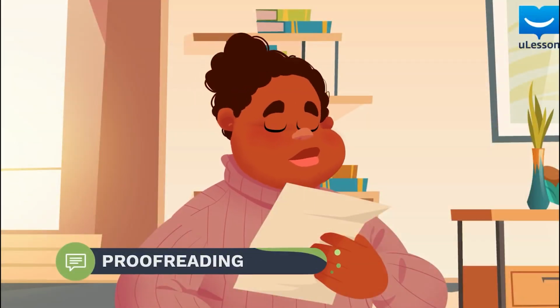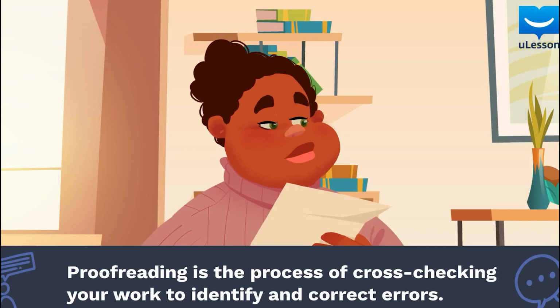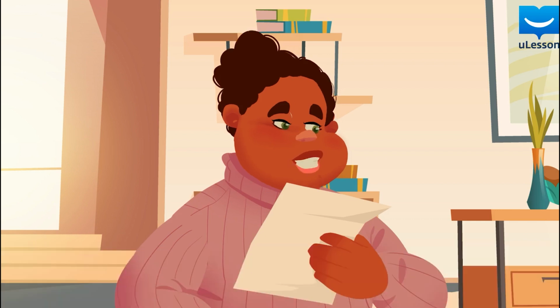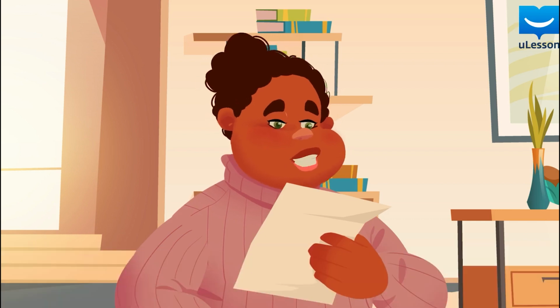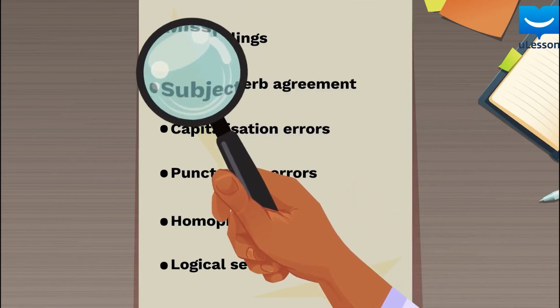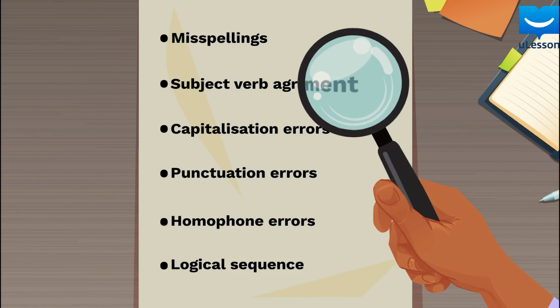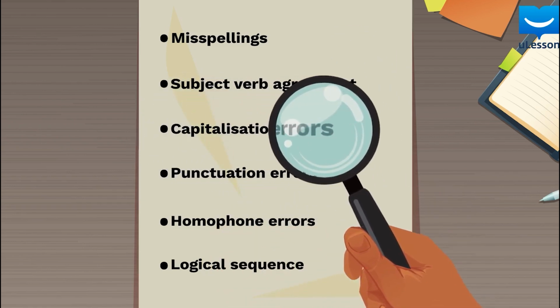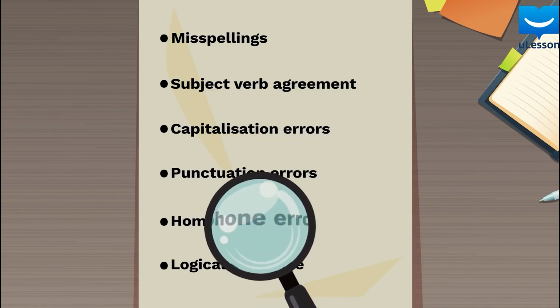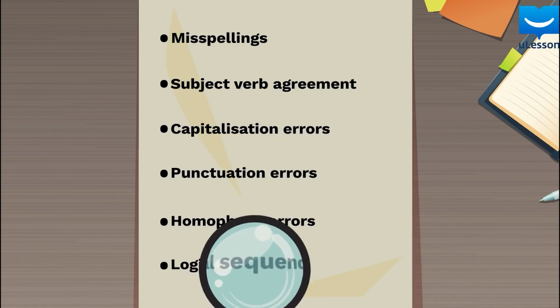In a previous lesson, we learned about proofreading, which is the process of carefully cross-checking your work to identify and correct errors. We also mentioned that proofreading gives us an opportunity to fix all errors before submission. As mentioned previously, things to look out for whilst proofreading include misspellings, subject-verb agreement, capitalization errors, punctuation errors, homophone errors, and logical sequence.